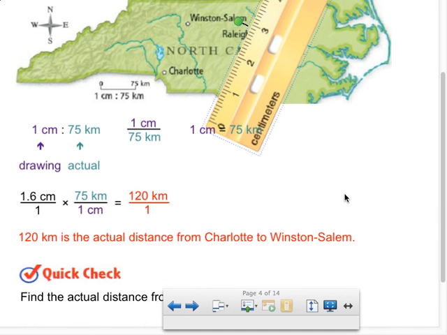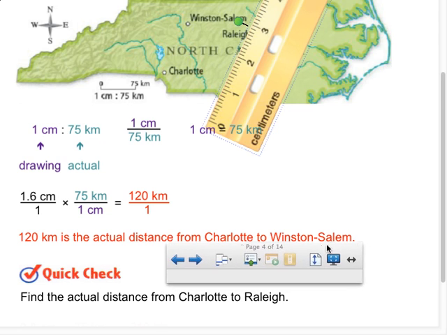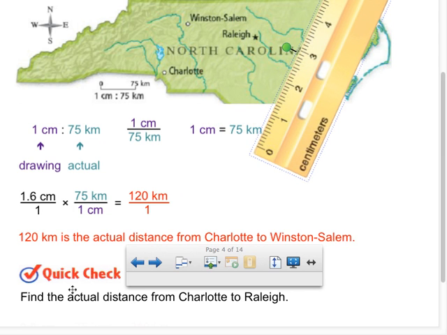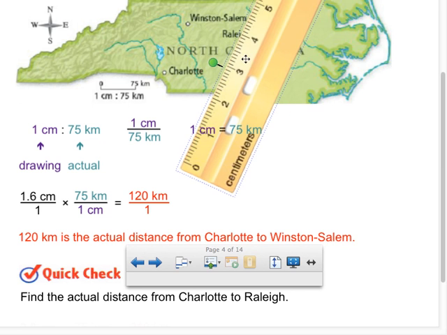Now they want us to find the actual distance. I'm pretty sure we could double check it on MapQuest, Google Maps. Anyway, take a look. Find the actual distance from Charlotte to Raleigh. So here's Charlotte to Raleigh. Let me go ahead and measure this.